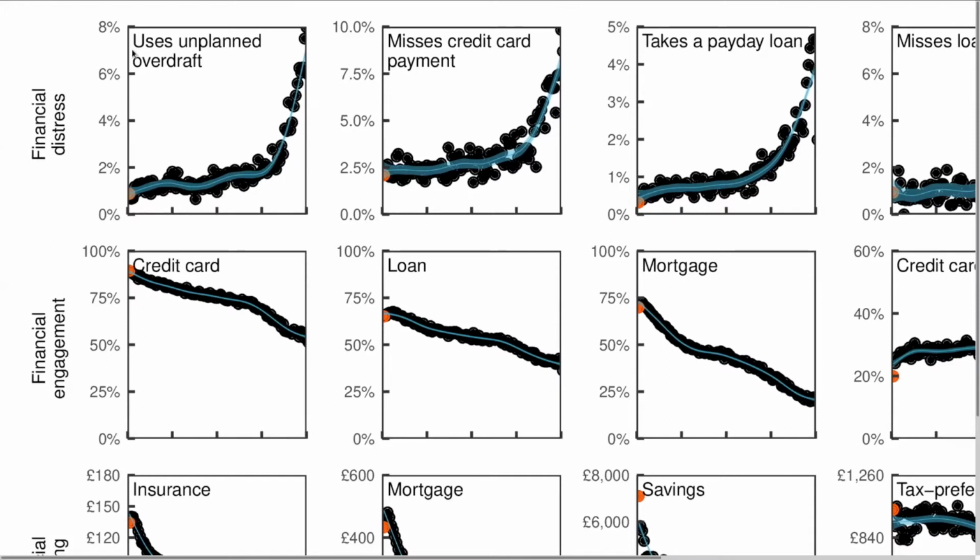And what we've got on the vertical axis, the y-axis, is a measure of financial distress. It's people going into their overdrafts when they haven't planned it. That's typically, and certainly historically, quite an expensive way to borrow money. You get charged a fee and also a really high interest rate. So it suggests that you're in a bit of financial difficulty.